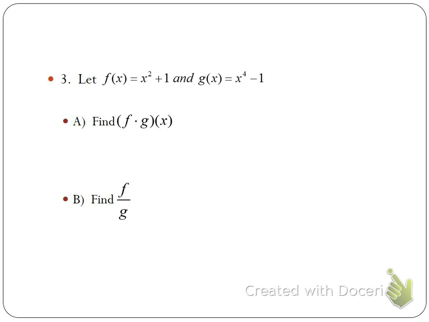Okay, so we've got f of x is x squared plus 1. G of x is x to the 4th minus 1. Letter A is asking us to do what operation? Multiplication. So we use our parentheses. We put in our 2 functions. X squared plus 1. X to the 4th minus 1. We have to double distribute. X squared times x to the 4th.